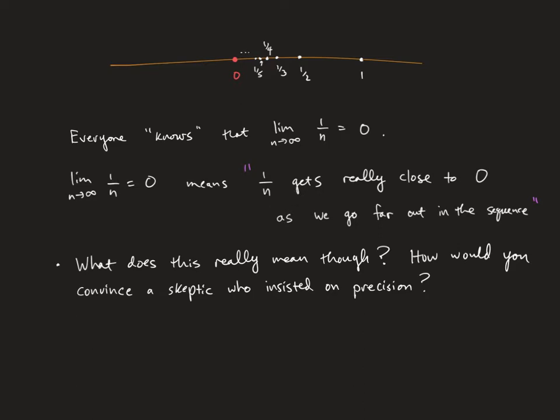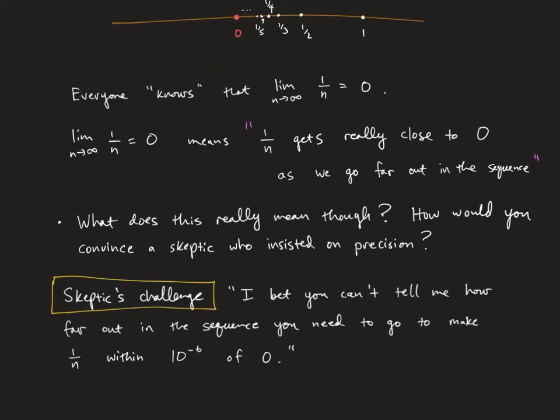You have to tell me. And you say that when we go really far out in the sequence, 1 over n is getting really close. So you need to tell me how far out in the sequence I need to go before these 1 over n's are within, say, 1 over a million of 0. Okay, so here's my skeptic's challenge. I'm going to bet you that you can't tell me how far out in the sequence one needs to go in order to make the elements of the sequence within 1 over a million of 0.